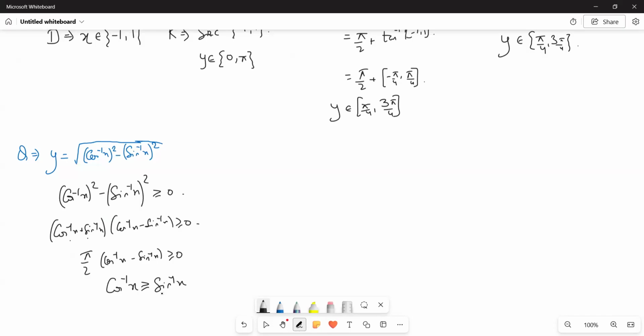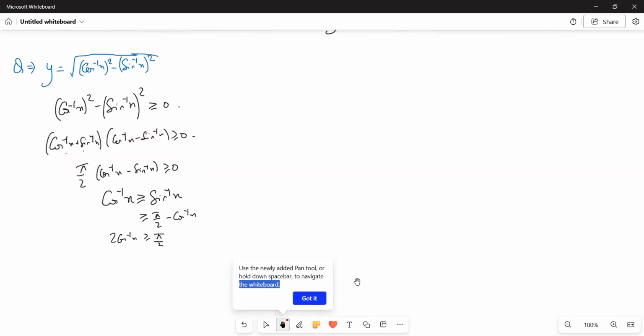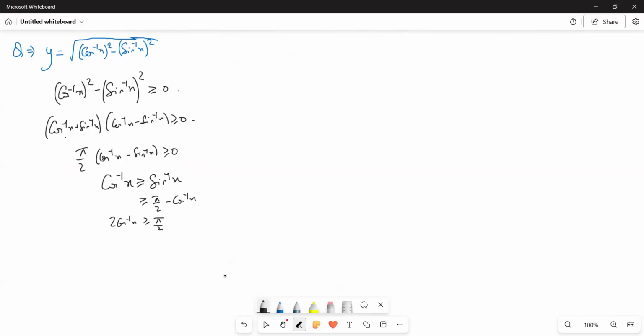Then we do the standard thing, sin inverse को write down as pi by 2 minus cos inverse x. Cos inverse x उधर चला जाएगा. So we'll have 2 cos inverse x is greater than pi by 2, or that will give us cos inverse x is greater than pi by 4.